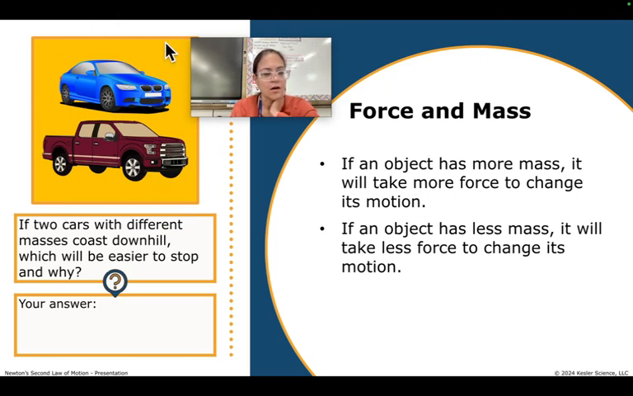So if these 2 cars with different masses coast downhill, so they are just rolling down the hill, which one of these will be easier to stop and why? It's going to be the little blue car because it's smaller, you know? And that's why, when you're driving down the road or when your parents are driving down the road, you have to be a lot more careful around big trucks because it takes them a lot longer to stop because they have so much more mass behind them. So when a big truck is going down the road at 100 kilometers per hour, it's going to take a lot more force to stop and slow down because of all that inertia behind them.